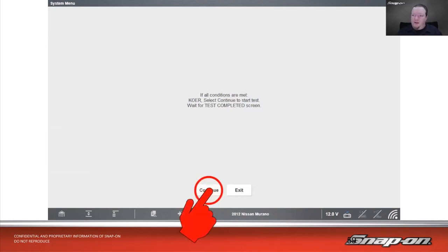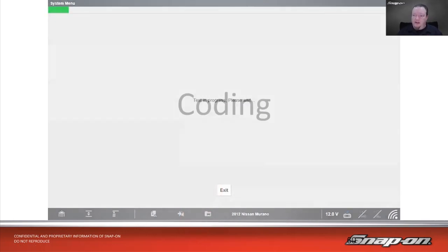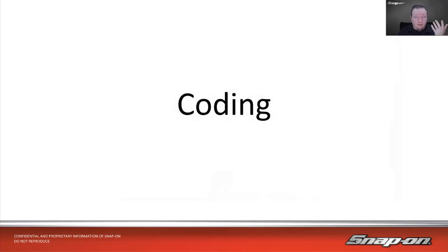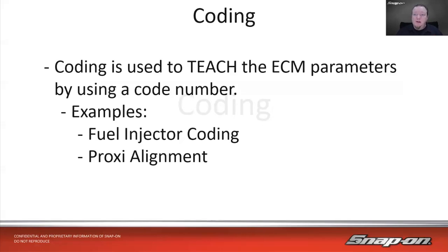All right. So if all the conditions are met, it'll go through and say test in progress, and then it'll tell you it's complete when it's done. Another type of functional test we may find in there is coding. This is the direct definition of what we would call coding, because I know there's some confusion out there as to what coding actually is.